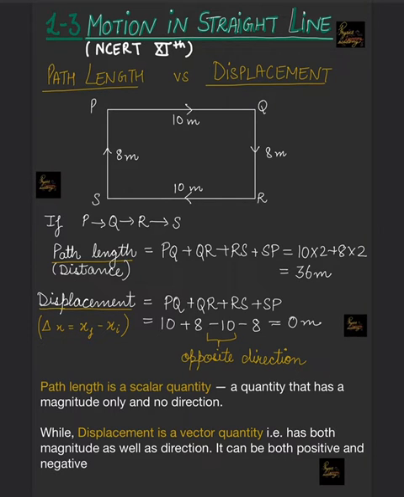Both magnitude as well as direction. It can be both positive and negative. क्योंकि अगर हम example सोचें कि P से Q जा रहा है, फिर R, फिर S, फिर P पे पहुंच गया, तो वो फिर वापस आ गया. If we go this path, तो अब PS हमारे लिए negative है ना, तो हमारा displacement क्या आएगा? -8 मीटर. It can be said, कोई problem तो नहीं है इसमें.